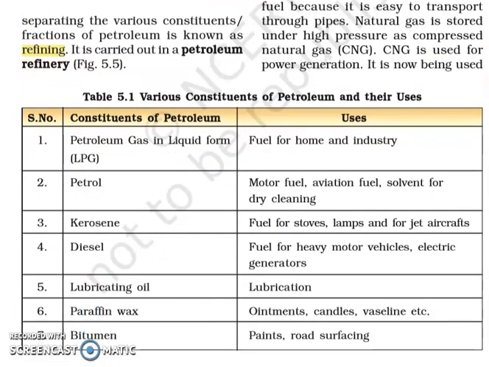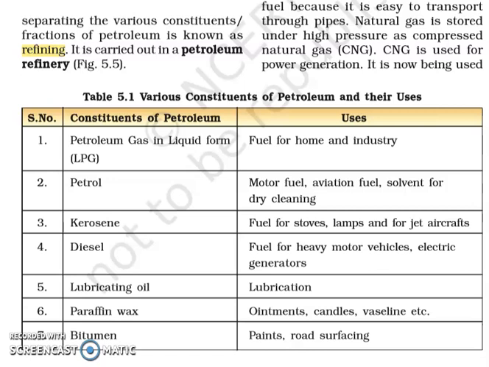Now, what are those various constituents of petroleum and their uses? Just take a quick look. Number 1, petroleum gas in liquid form or LPG, used as fuel for home and industry. Number 2, petrol: motor fuel, aviation fuel, solvent for dry cleaning. Kerosene: fuel for stoves, lamps and for jet aircraft.